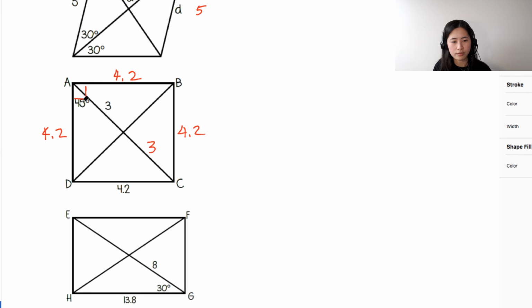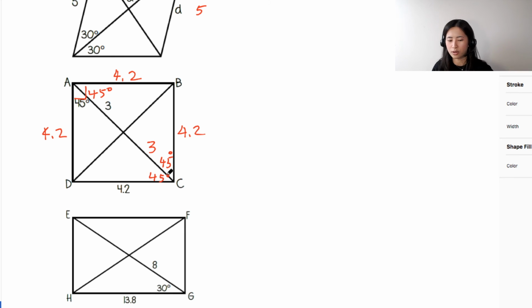So if you have 45 degrees here, you can apply the Z pattern. This must be 45 degrees as well. And how do you find this and this? That means 90 minus 45 would give you 45 degrees. Therefore, when you apply the Z pattern again, you know that this has to be 45 degrees.